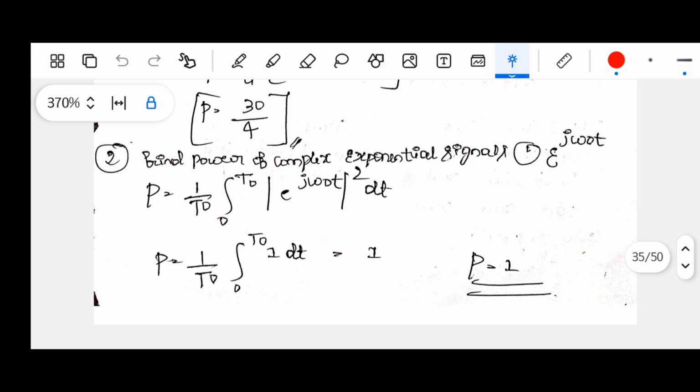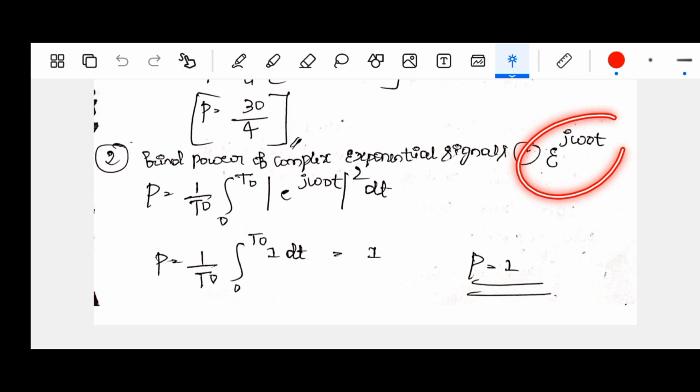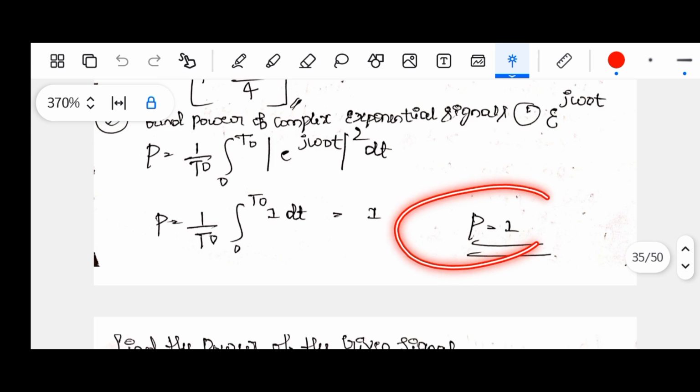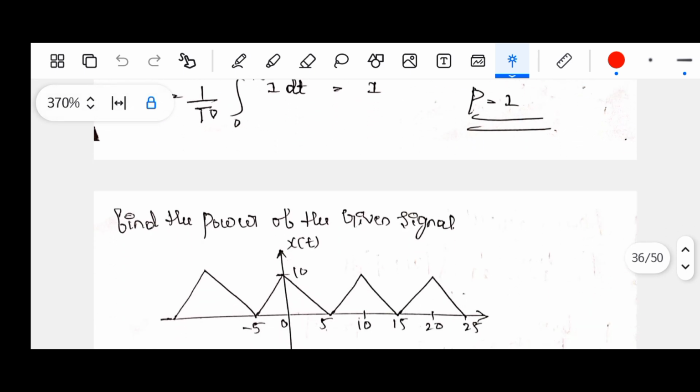Find the power of the complex exponential signal e to the power of j omega naught t. P is equal to 1 by T naught times the integration from 0 to T naught of mod of e to the power of j omega naught t whole square dt. So the value will be P is equal to 1.